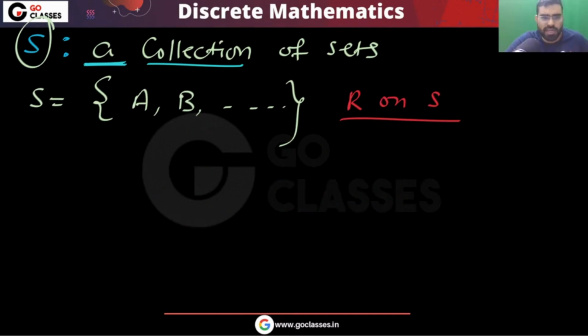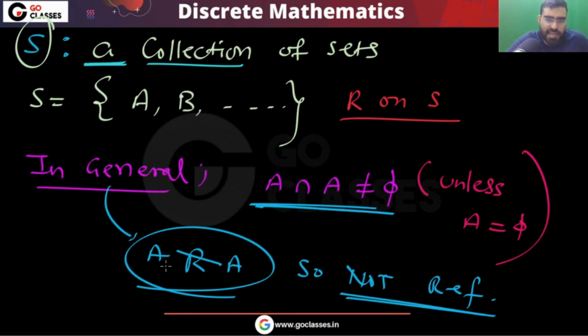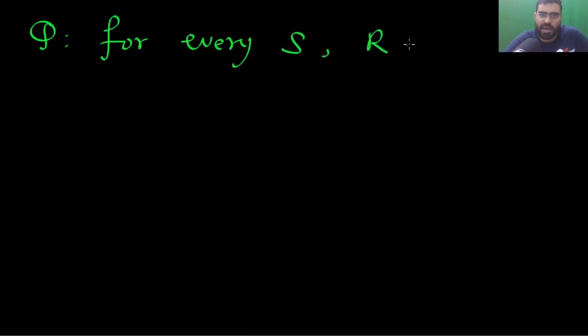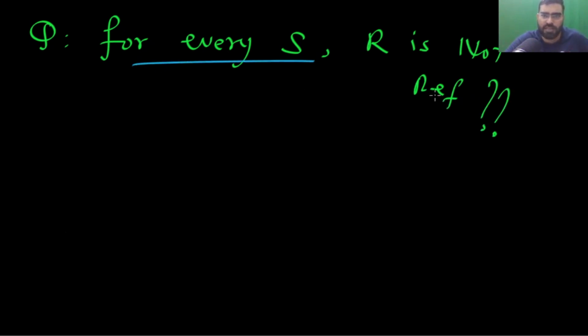Now, what about the next property? Can I say that whatever set you take, it is not reflexive? This will be a nice question if I ask you: can I say for every S, for every collection of sets, that R is not reflexive?